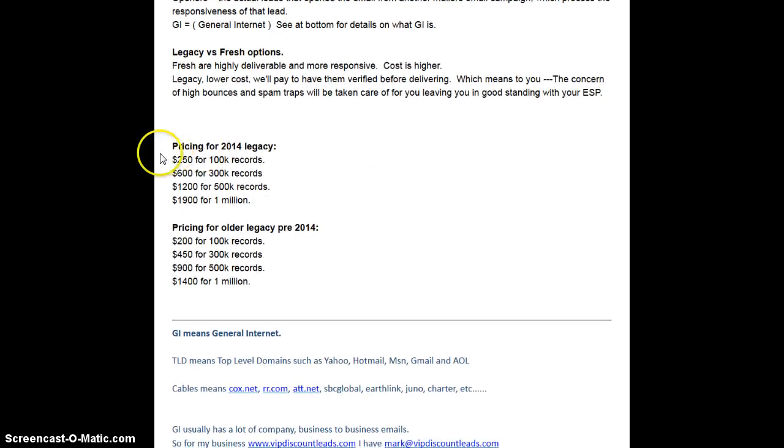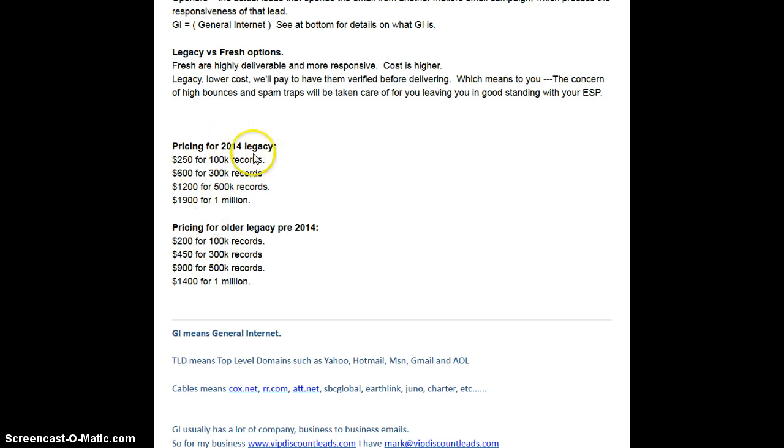Here's the pricing. This is pricing for the GI legacy I have from within 2014. Obviously, I can get fresh, ongoing openers, but you can inquire about the pricing on those if you're interested. So this would be 1,900 for 1 million. Remember, that's verified. I'm paying to have that done prior to sending it to you.